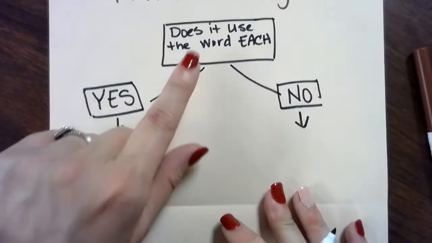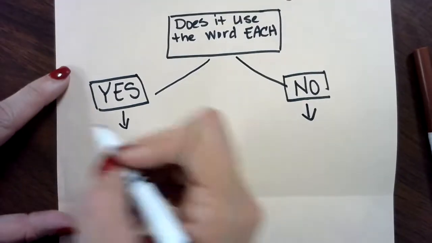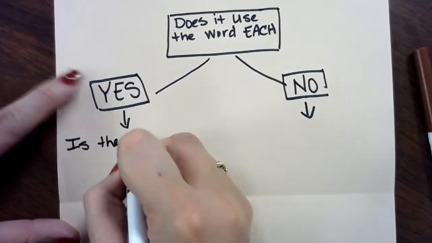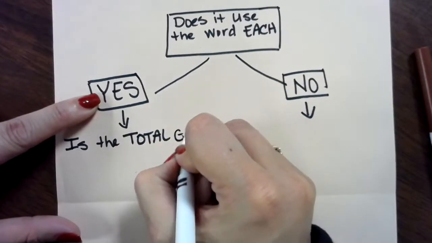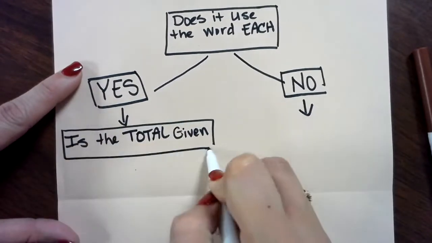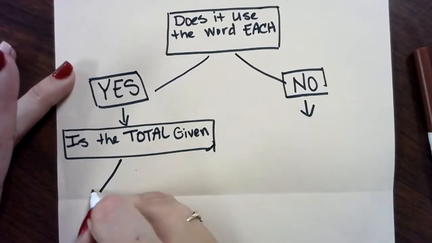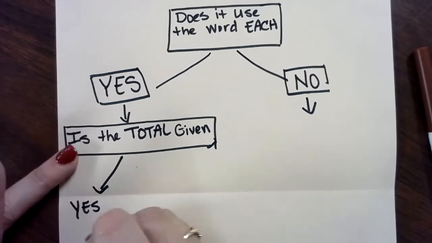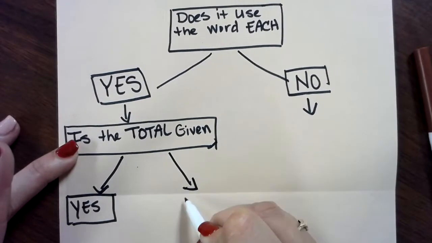So let's think about that. If it uses the word each, yes, it does. The next question you have to ask yourself is, is the total given? Put a box around that. So from there, if that answer is yes, put a box around that. Or is that answer no?